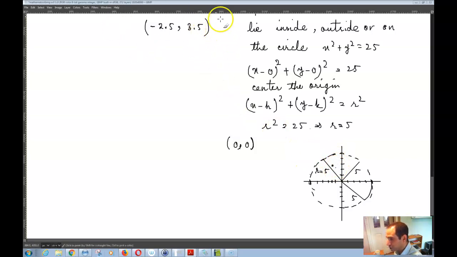So in order to decide whether this point is inside or outside the circle, all you need to do is find the center of the circle and then calculate the distance of this point from the center, which is in this case the origin, using the distance formula. If this distance is greater than the radius of the circle, then of course the point is outside. If it's less than the radius, it's inside. If it's equal to the radius, then it's on the circle. So that's how you could solve this problem.